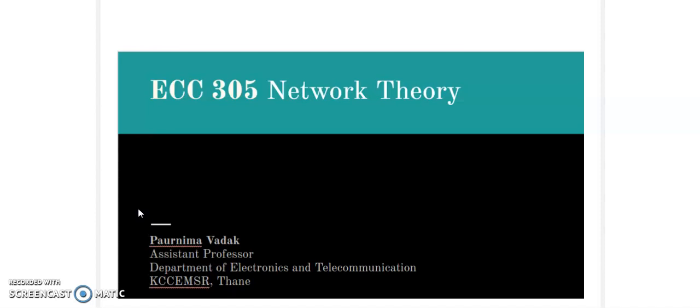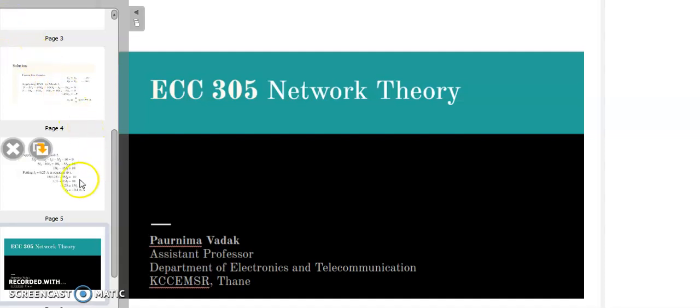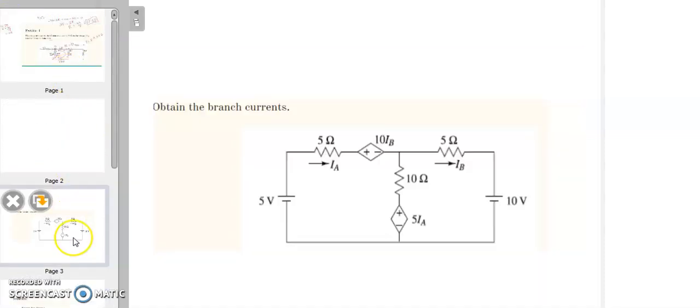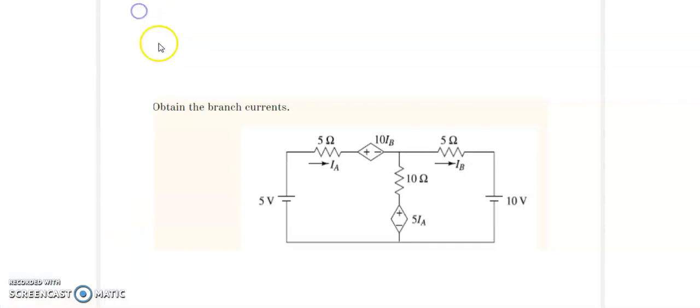We have already solved one problem on KCL and KVL, but today we are going to solve a problem in which the circuit has dependent sources. So let us start with it. This is the given circuit. For this given circuit, we are asked to find the branch currents, that is, the values of IA and IB.